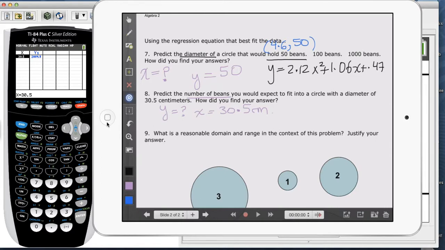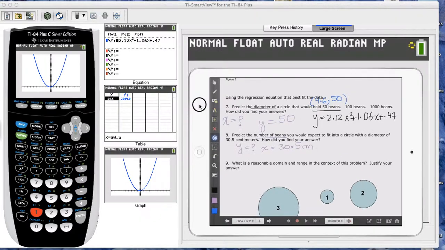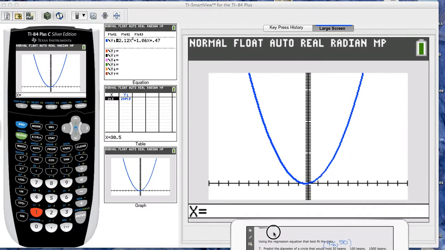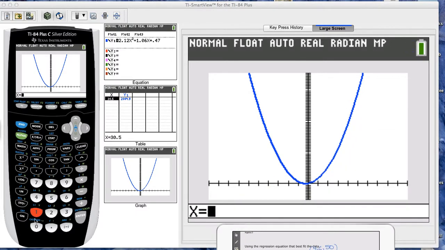A third method is to go to second trace. And now instead of pressing 5, you press 1 because the x value is given to you. So second trace 1. Okay? Now once you do that, it's going to be graphed. Let me make this smaller so you can see it better. And then they tell you x equals what? And you need to tell them that the x is going to be 30.5. And you're going to press enter and it should give you a y value. Okay? Do you think it will give you a y value? Let's see.